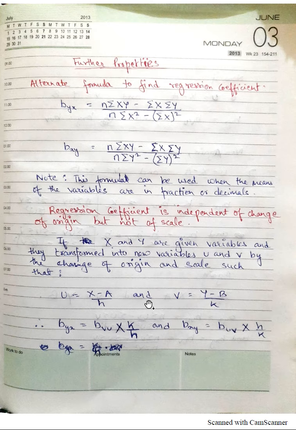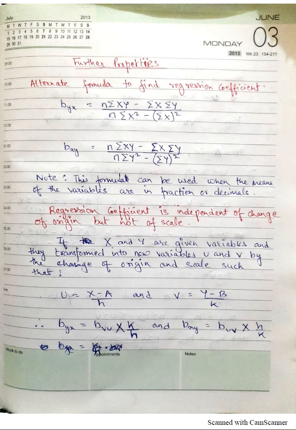And similarly, by changing the origin and scale of y by b and k respectively, the new variable thus formed is v. Then the regression coefficient of y on x will be equal to the regression coefficient of v on u into k divided by h, and the regression coefficient of x on y will be equal to the regression coefficient of u on v into h divided by k.